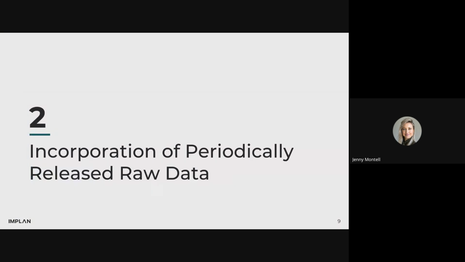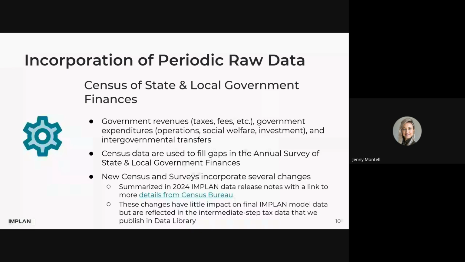And so let's talk about those two that were incorporated this year. The first one that I'm going to talk about is the Census of State and Local Government Finances. These data include government revenues, government expenditures, and intergovernmental transfers. And we use these for a lot of things in our IMPLAN models, of course, because we have all the information about governments in there, as well as industries and households and all of that.